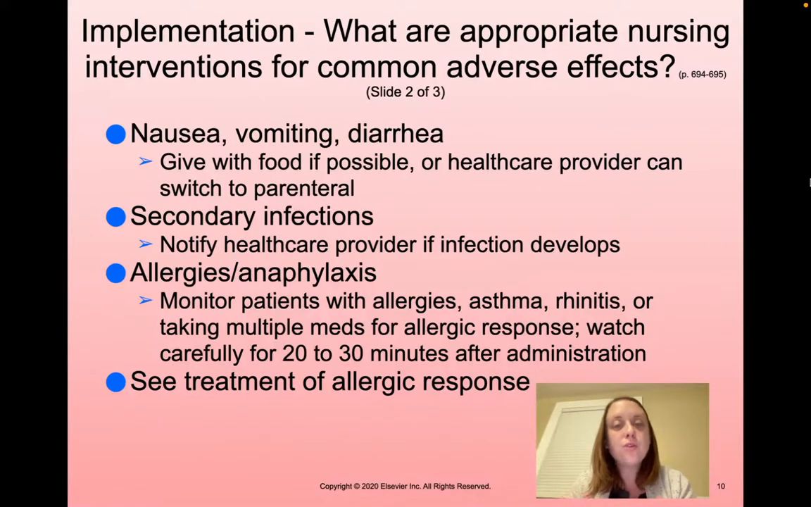So, what are some appropriate nursing interventions that we would do for the common adverse effects that we're going to see with these medications? Let's look at some of them. The one we're going to see a lot, the big three again: nausea, vomiting, and diarrhea. So, some easy interventions we can do are to give them with food if possible, if the drug allows. Or the healthcare provider can switch to parenteral medication if it's a possibility for the patient, and that can help with some of those symptoms.